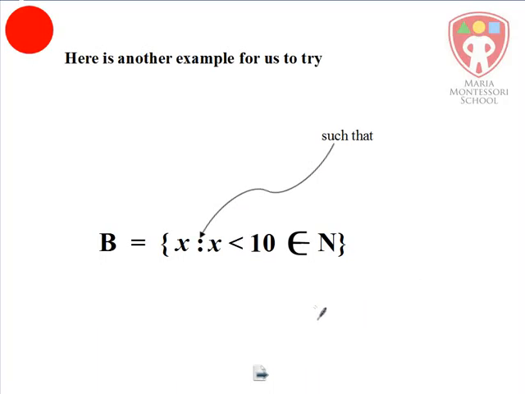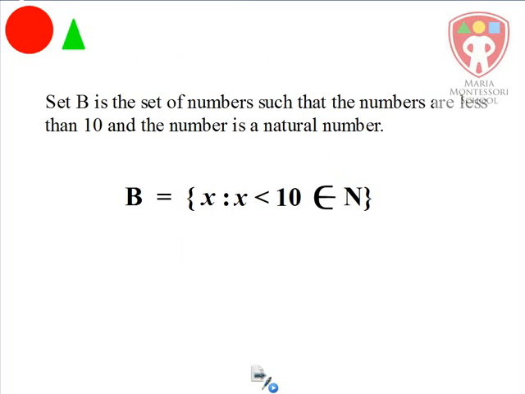Here's another example for us to try. Pause the video and write down in words what this set builder notation is telling us. It tells us set B is the set of numbers X such that X, the numbers, are less than 10 and the numbers are natural numbers. Set B equals X such that X is less than 10 and is a natural number.